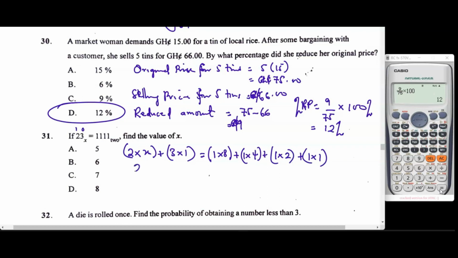Okay, so we have 2x plus 3 equal to 8 plus 4 plus 2 plus 1. That is going to give us a total of 15. 15 minus 3, we have 2x here. So 2x is equal to 12. Dividing both sides by 2, x will be equal to 6. So it means that the value of x is 6, which is B.